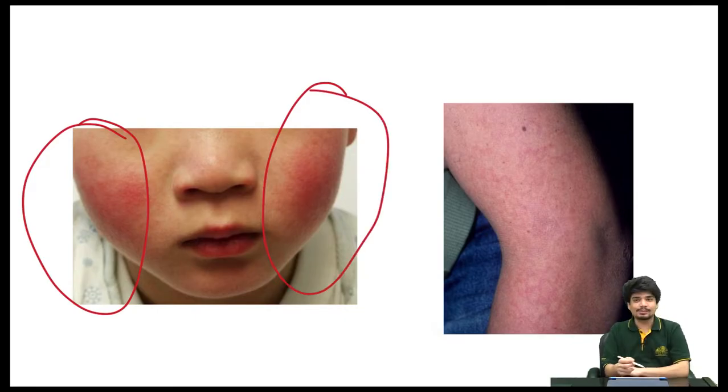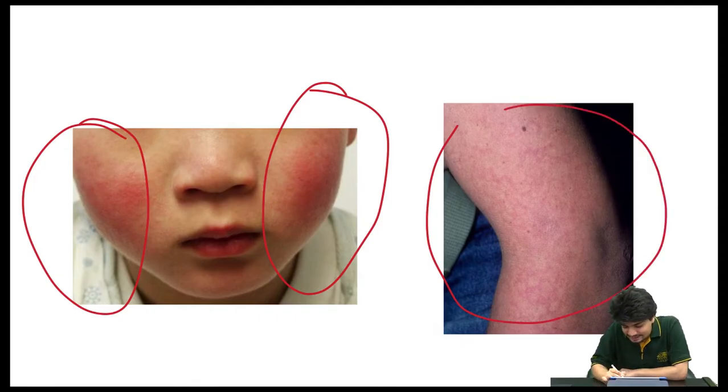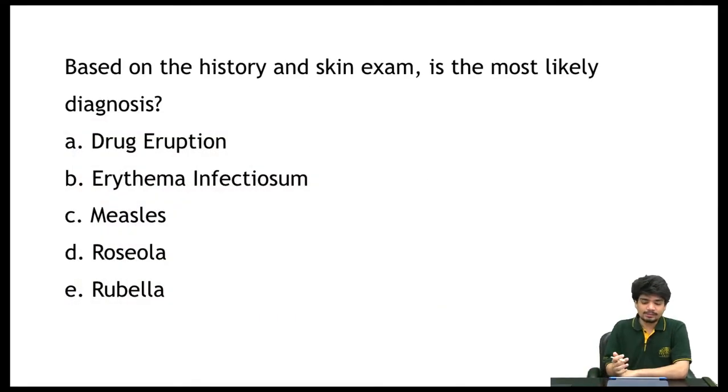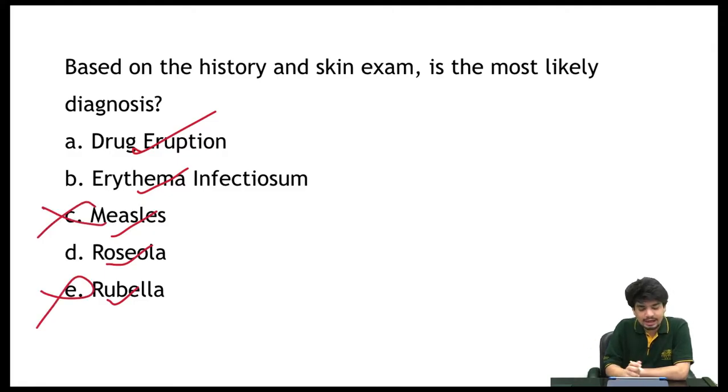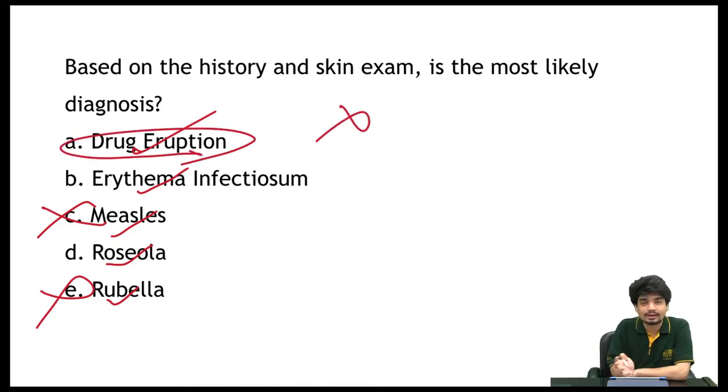Now what does this resemble? Imagine someone slapping you and then you having this reddish erythema on your face, and this is a rash that is clearing in the center. This is a typical presentation of, if you're given these following examples: drug eruption, erythema infectiosum, measles, roseola, rubella. Like I told you, he's up to date with his vaccination, so measles and rubella are immediately ruled out. For drug eruption, there is no history of any drug intake, so drug eruption is also ruled out.